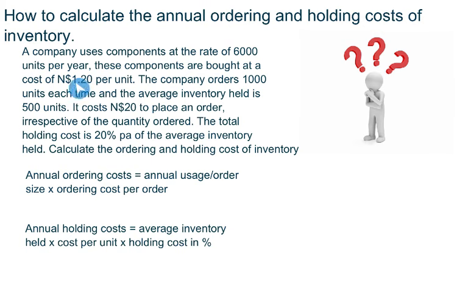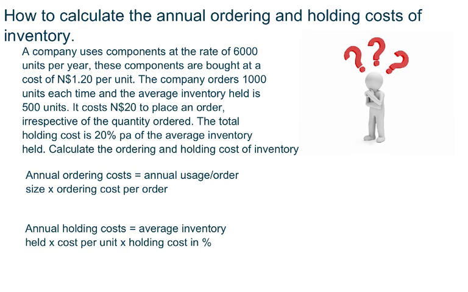So this is the cost price. The company orders 1,000 units at a time, and the average inventory held is 500 units. So this is saying that when the company places an order, they order 1,000 units each time, and the average inventory held is 500 units.